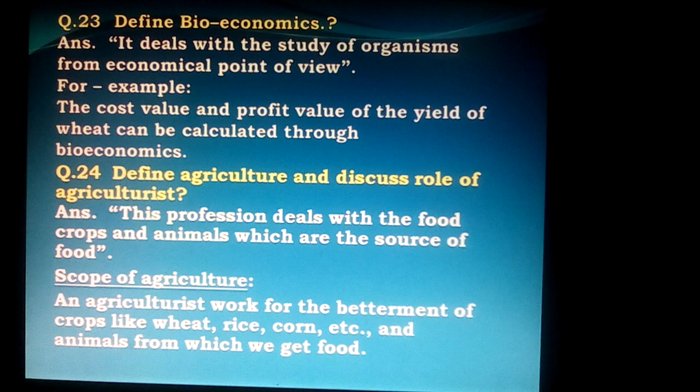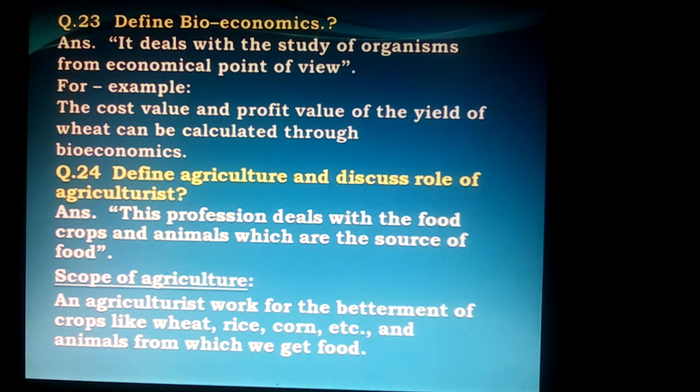Not only the crops, but also the animals that are used with the help of which we are creating crops. We use animals in fields also, plus the animals which are a source of food. They give us meat, milk and all other things. So what is the scope? The second is, we say, discuss the role of agriculture.